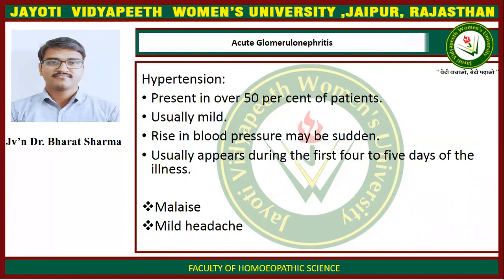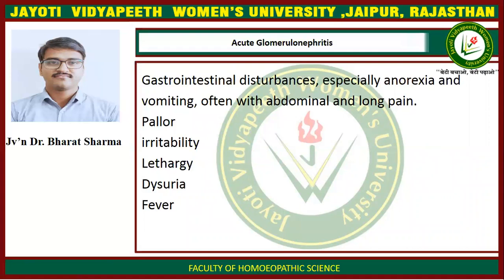Rise in blood pressure may be sudden, usually appearing during the first 4 to 5 days of the illness. Malaise is also present and mild headache is also present. Gastrointestinal disturbances, especially anorexia and vomiting, often with abdominal and loin pain, pallor, irritability, lethargy, dysuria, and fever are also present.